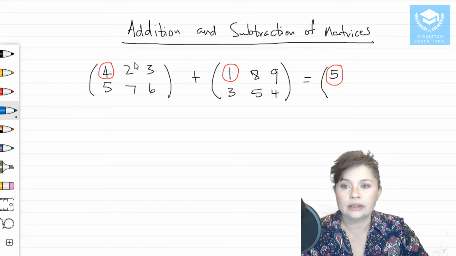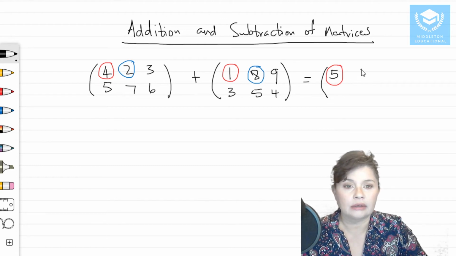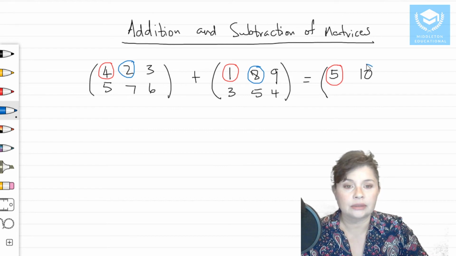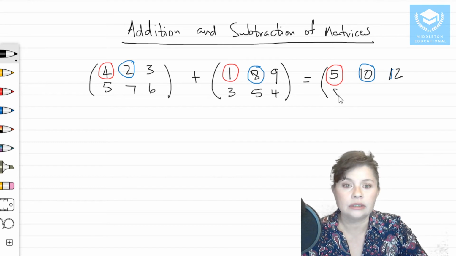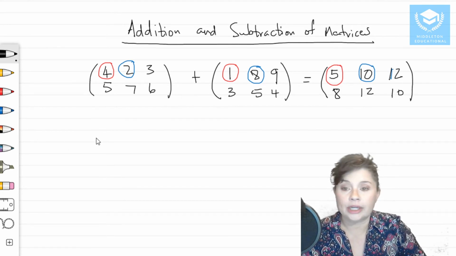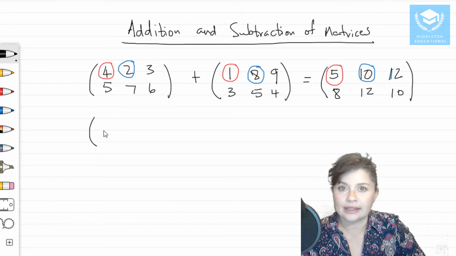Then you take the next one, first row, second column, first row, second column, and you'll get, what's that, 10, which would be in this position here. And you do that for each of these. Now say we were to subtract these two matrices, you do the exact same thing.